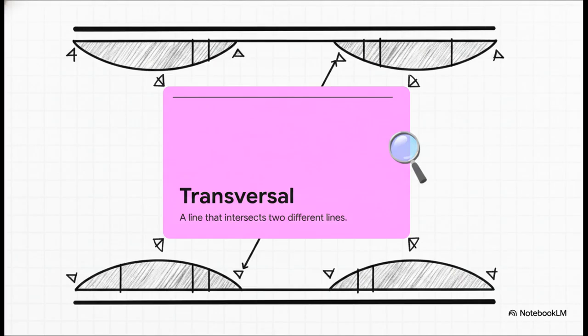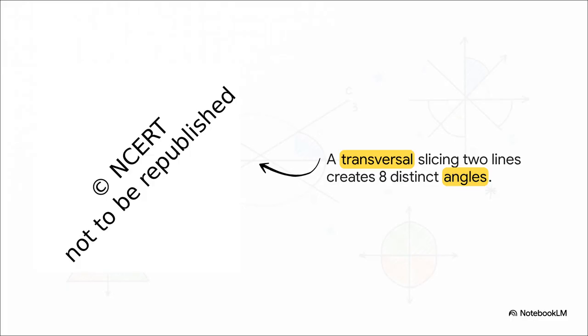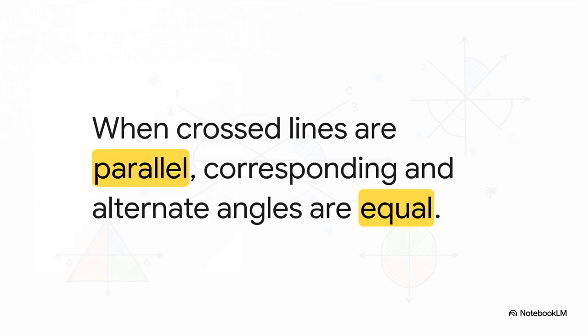It unlocks everything. Check this out. Notice how a single transversal, line T here, slicing through lines L and M instantly generates 8 unique angles. We suddenly get a top intersection with 4 angles and a bottom intersection with 4 angles. That's 8 distinct pockets of space, and because they were all sliced by the exact same line, they're secretly mathematically related. Which brings us to corresponding and alternate angles.